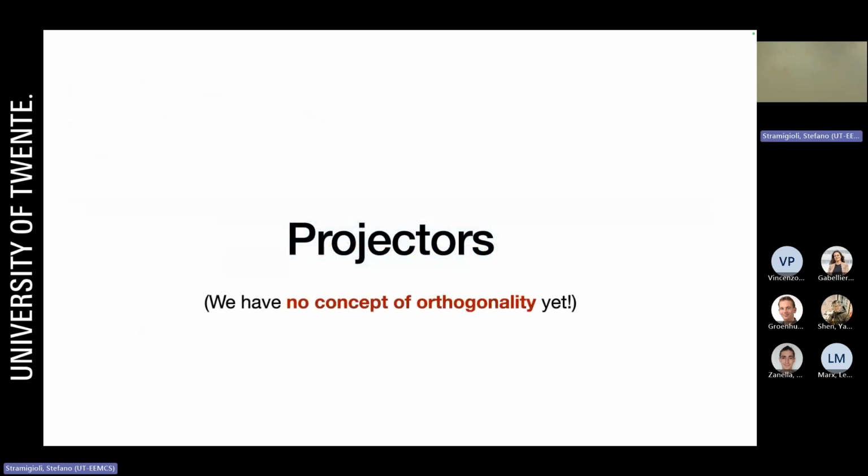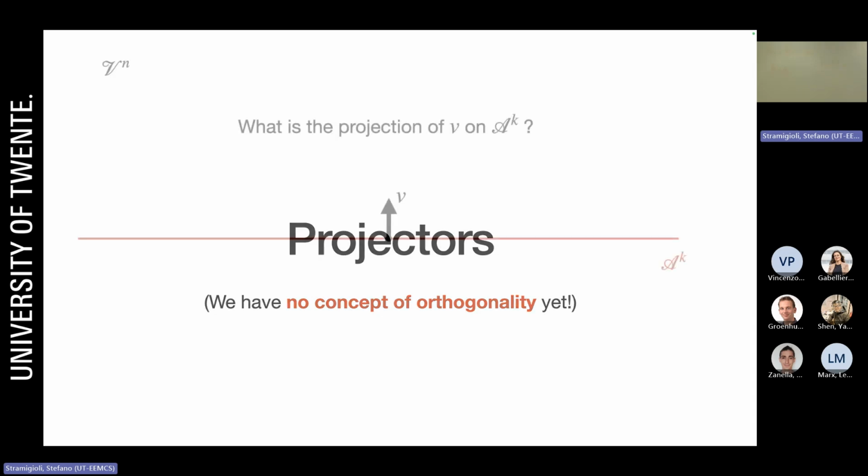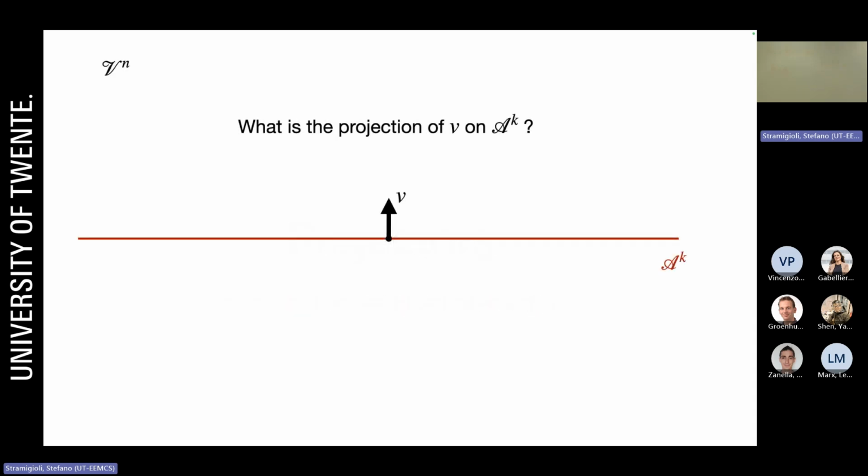Projectors. This is an absolutely fundamental concept used every single time in anything, but very likely in the wrong way. I'll show you why. There is no concept of orthogonality in general, because you do not have an inner product. This is the case I'm talking about now. If I tell you, I have this, what is the projection of V on AK? Could you tell me what the projection of that vector on the red line is?